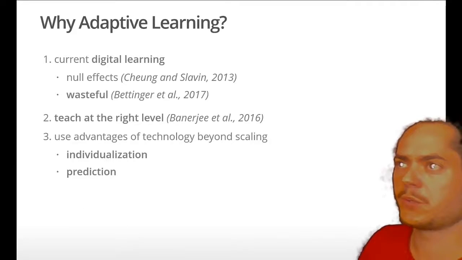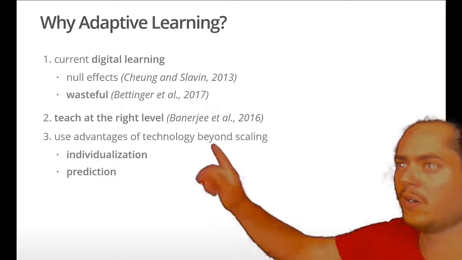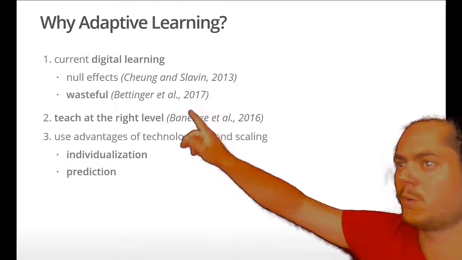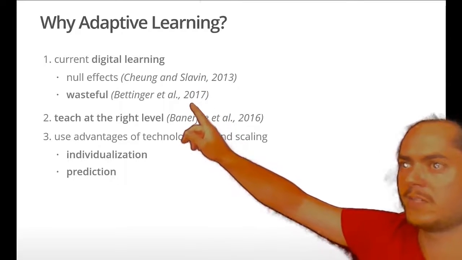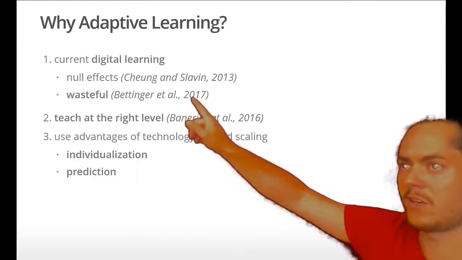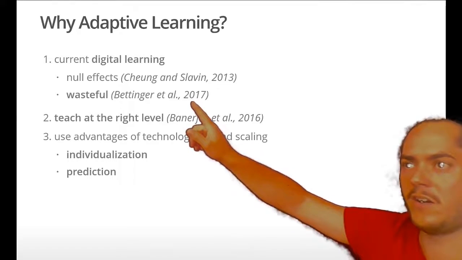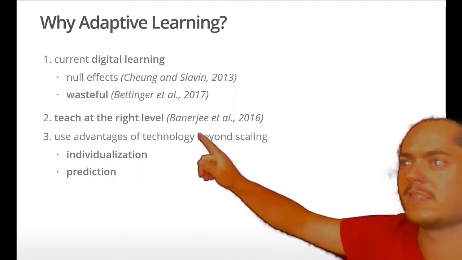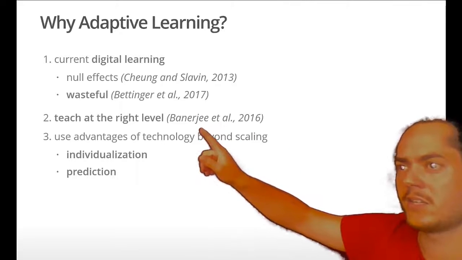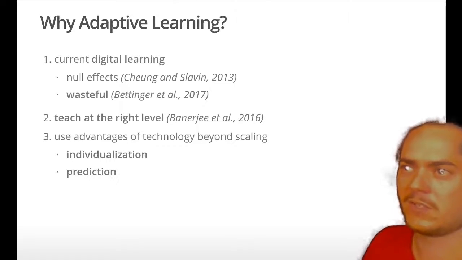So why should we research adaptive learning? Firstly, in the context of digital learning, we often find null effects or wasteful software, wasteful implementations. So, all in all, in the digital learning environment, especially now in a COVID context, there's a lot of potential upwards. Secondly, teaching at the right level focuses the difficulty of tasks a learner faces on the students themselves.